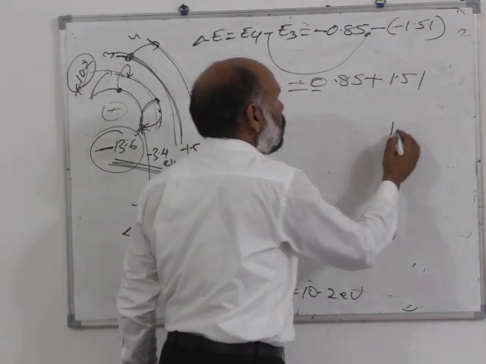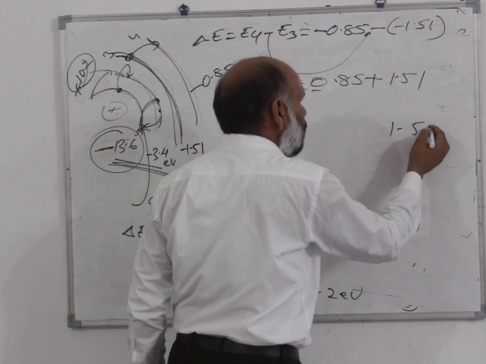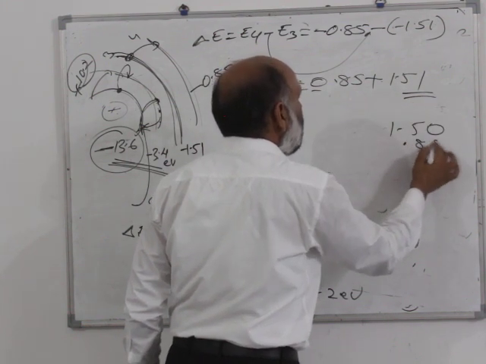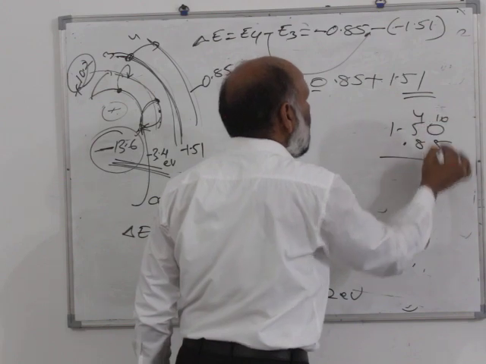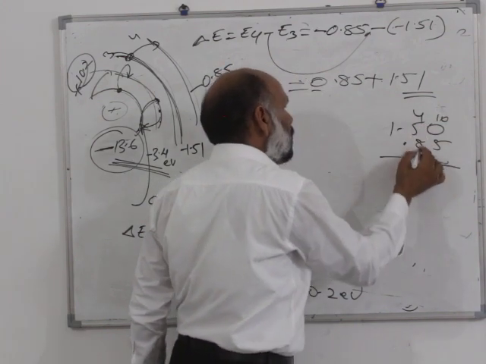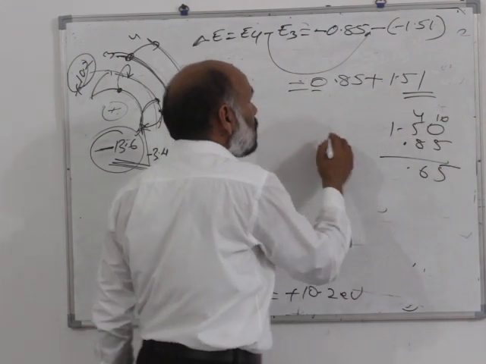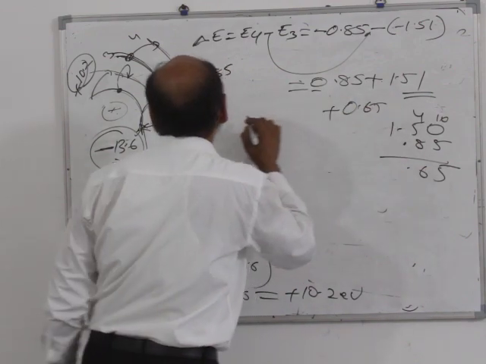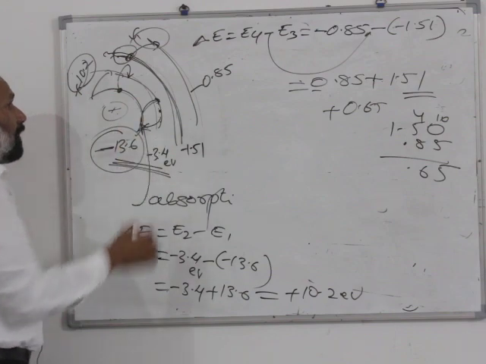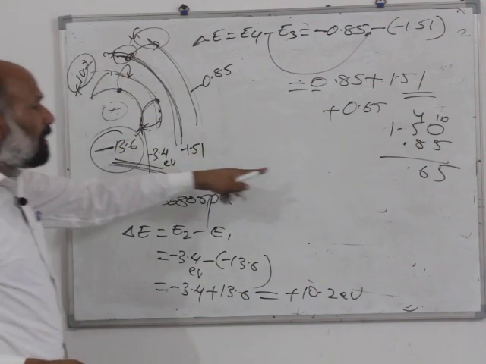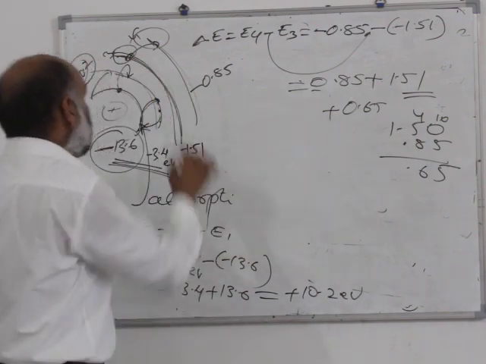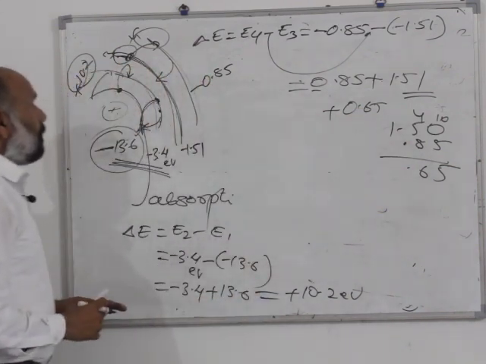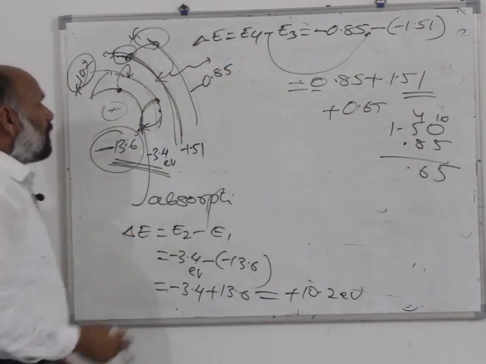So the difference would be 1.51 minus 0.85, that is plus 0.66. This is the difference between the energies of two levels, and that difference must be supplied, therefore it is positive. If the electron jumps back from here, it will be minus 0.66, meaning energy will be released.